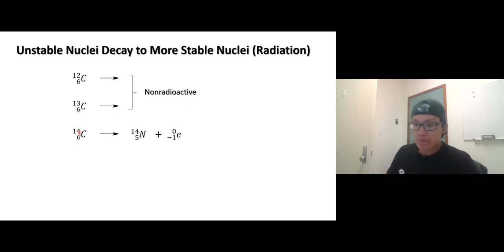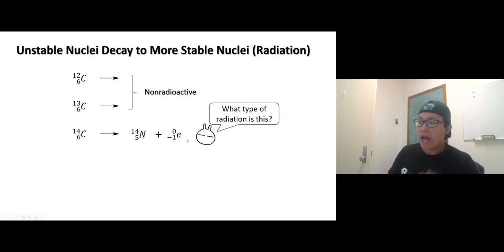Now, carbon 14 has way too many neutrons. Since the nucleus is not stable, it undergoes spontaneous radioactive decay to form a more stable, non-radioactive nucleus, which in this case is nitrogen 14. And an electron comes out.